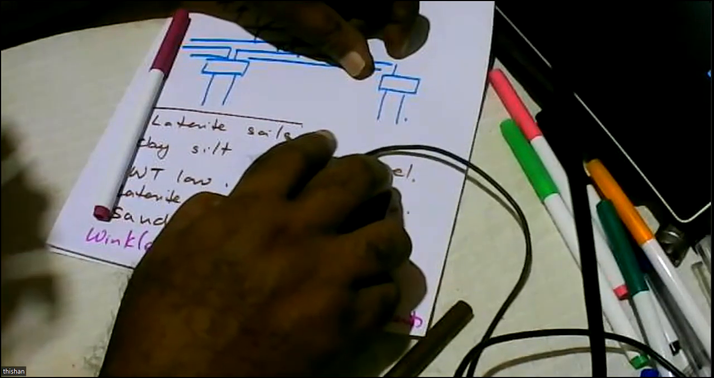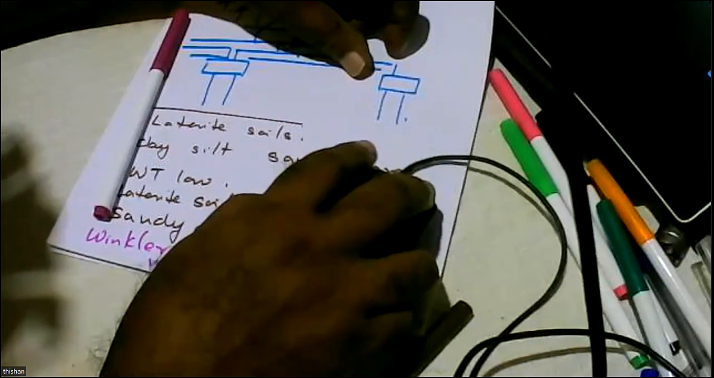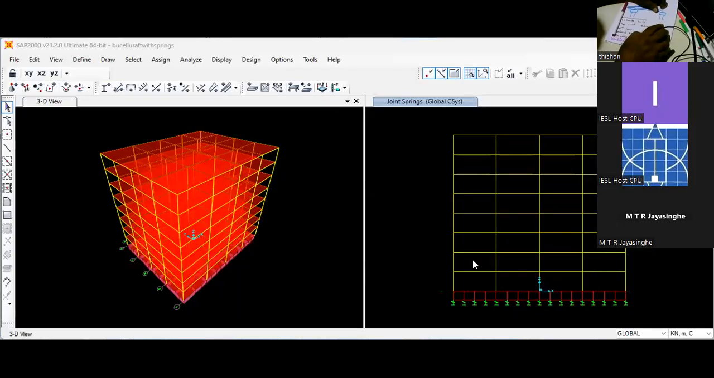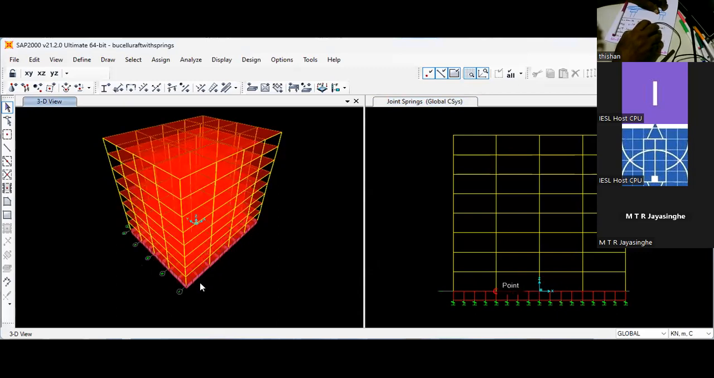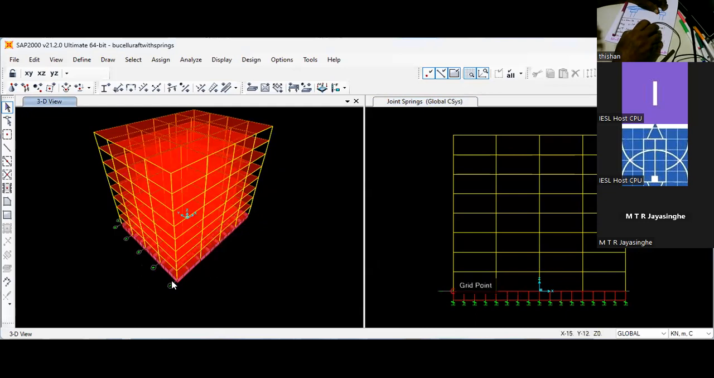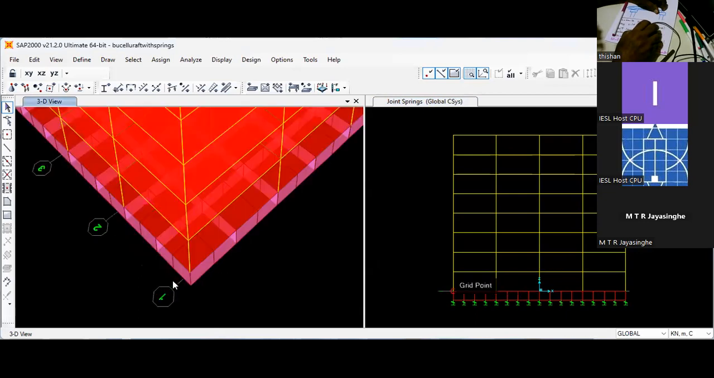I'm going to share the screen now. Now you can see a building with a cellular raft foundation. And here you can see, if I get an enlarged view, it has a cellular raft. So you can see some compartments, and within that is hollow.